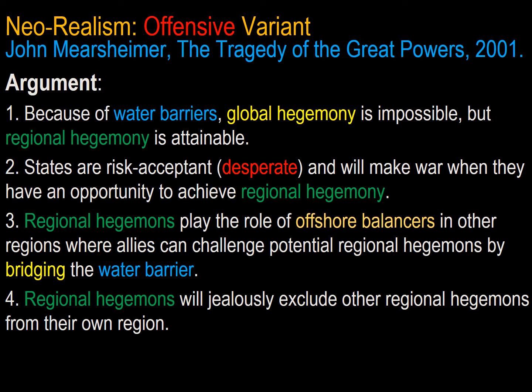Number 2, states are risk acceptant, meaning they'll act desperately, and will make war when they have opportunity to achieve regional hegemony. Japan was not one of the largest powers in Asia, but during the Second World War, when most of the other European powers were preoccupied by fighting in Europe, Japan had a unique opportunity that would never come again to finally take over East Asia and occupy China and neutralize the other European powers, and so Japan desperately started war.